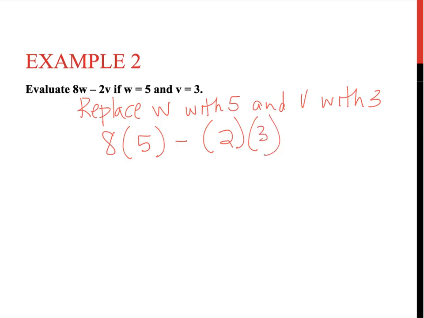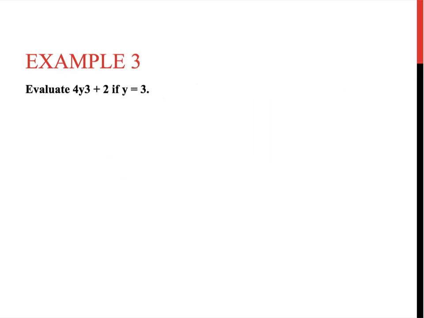So the first thing we're going to do is the multiplying. So 8 times 5 is 40 minus 2 times 3 is 6. 40 minus 6 is 34. And there you have it. Make sure you write everything down. So let's move on to example number 3.